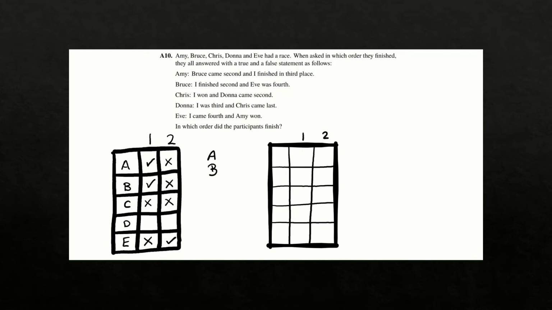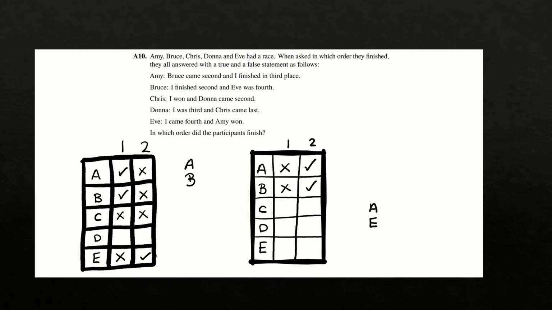So let's make a new table. Write the names of the people, Amy, Bruce, Chris, Donna, and Eve. Now we know that Amy's first statement is false, and Bruce's first statement is false. This means that Amy must have come third, and Eve must have come fourth. And if Eve came fourth, this means that her first statement must be true. And we know from the fact that Amy came third, that Eve's second statement must be false.